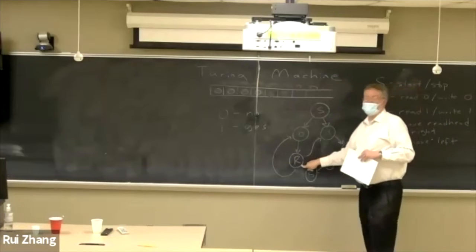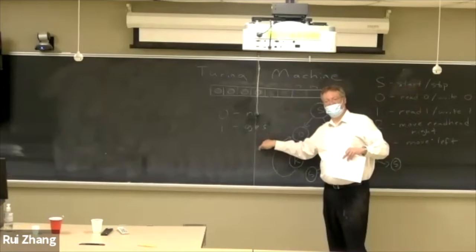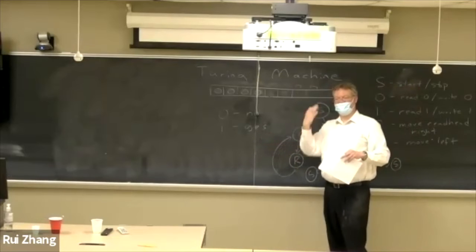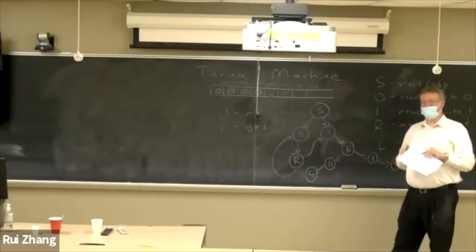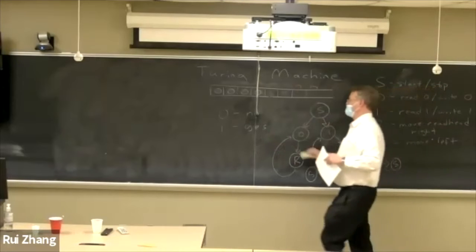I could have fixed that, knowing that it might read a blank at some point. I could have gone ahead and given it an instruction: if you read a blank, then go ahead and stop and say 0. That would have fixed it. But I just want to keep the program a little simple.